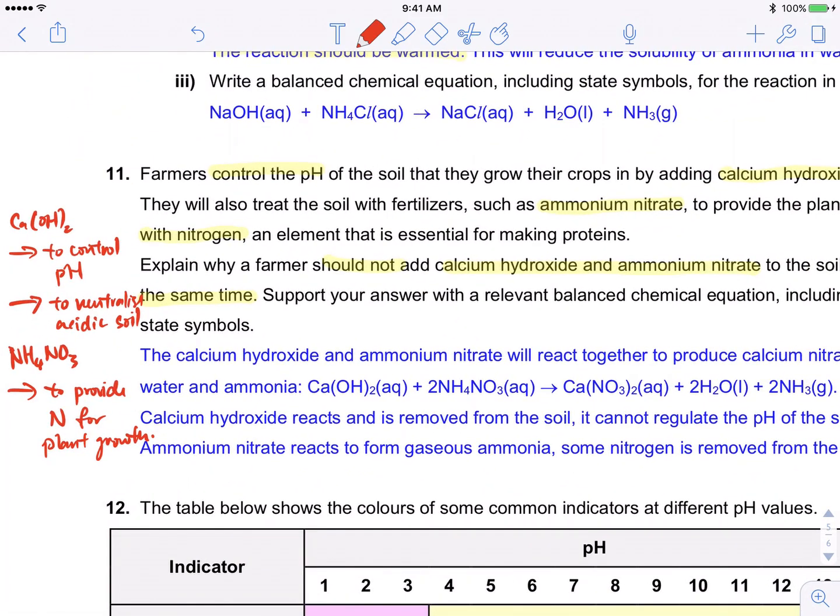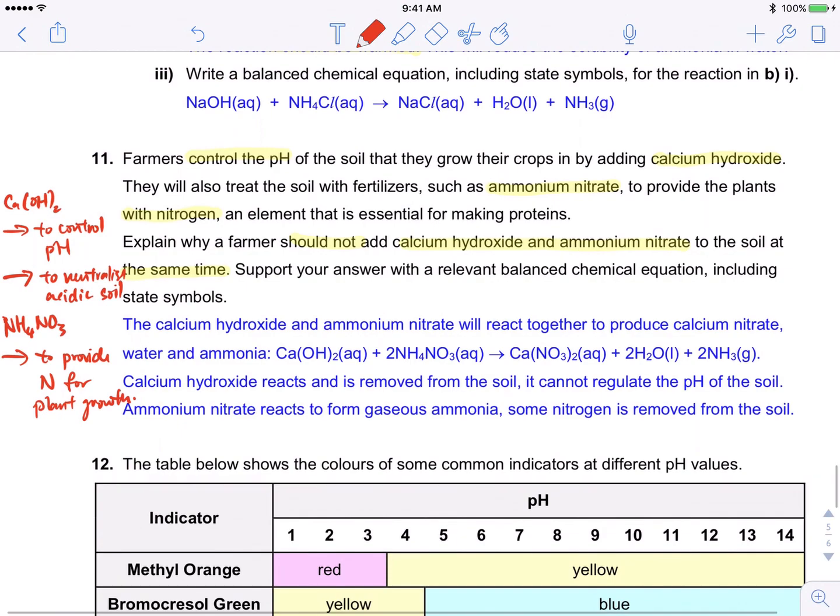Okay, so why is it that when I add these two together, it's not good? Then you must think, will they have any reactions? Calcium hydroxide, ammonium nitrate. Okay, these two will react to give us calcium nitrate, water and ammonia gas. As they ask you to write state symbols and a balanced chemical equation, this is the equation you should write. When calcium hydroxide is added to ammonium nitrate, this is an alkali ammonium salt reaction. It gives us salt, water, and ammonia gas.